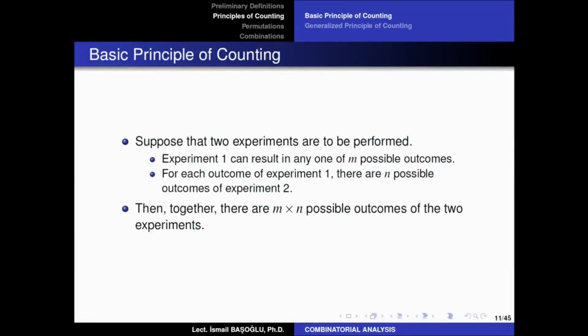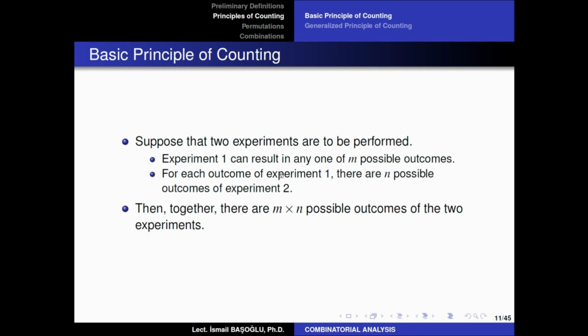We can continue with studying the basic and the generalized principles of counting. And first, we are going to start with the basic principle of counting. Suppose you have two experiments to perform, and we assume that the first experiment can result in any one of m possible outcomes. So the possible outcomes set of the first experiment has m different elements.